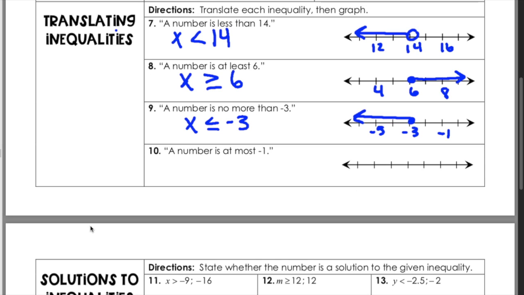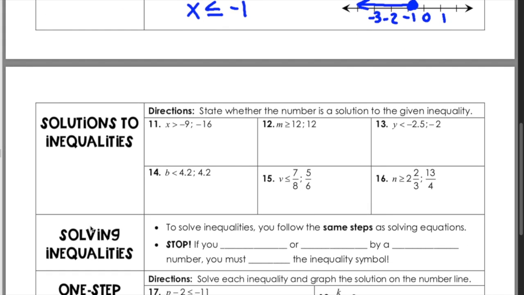And then number 10, a number is at most -1. So this is similar to that no more. So if it's at most -1, it can be -1, but it can't exceed that. So it's going to be x is less than or equal to -1. I'll have my -1. We'll make this -2, -3, 0, 1, so on. All right, so this is going to be a closed circle again, because it's less than or equal to. And these are all of the numbers that are smaller than -1.